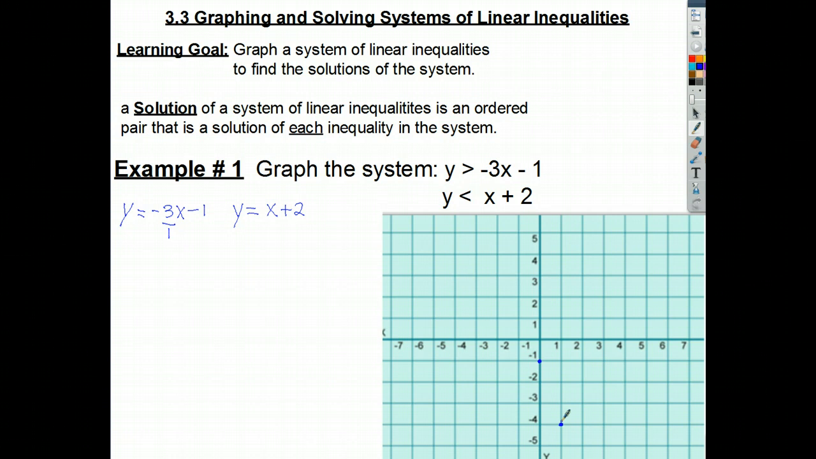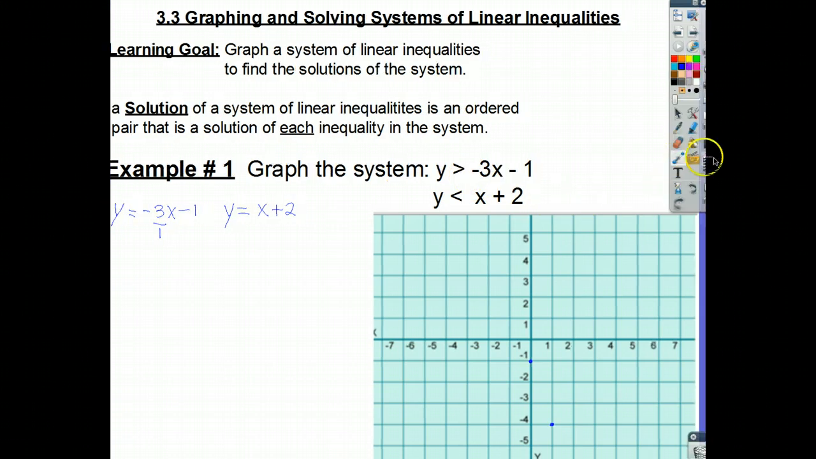The next step is to look at your original problem and decide whether to draw a solid line or a dotted line. If it has the or equals, it's a solid line, and if it doesn't have the or equals, it's a dotted line. So we're going to draw a dotted line through these 2 points. And if you followed some of my other videos, I finally figured out how to draw a dotted line. How about that? I hear the cheers already in the background.